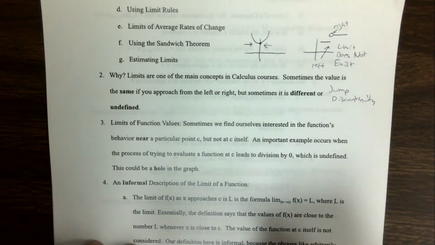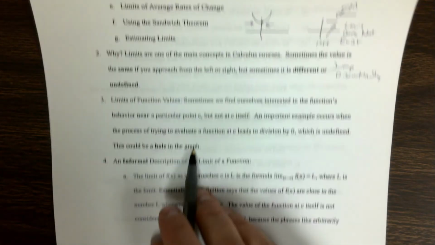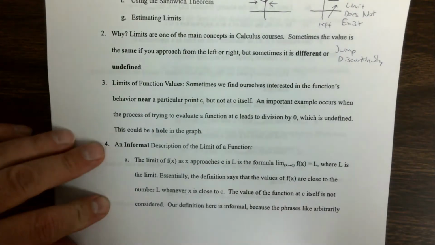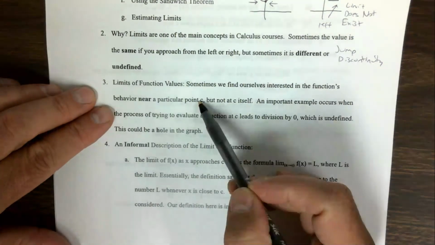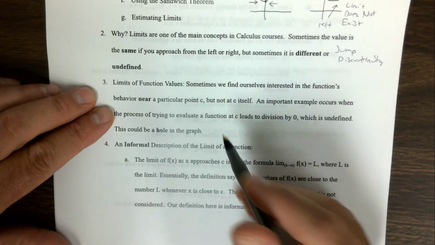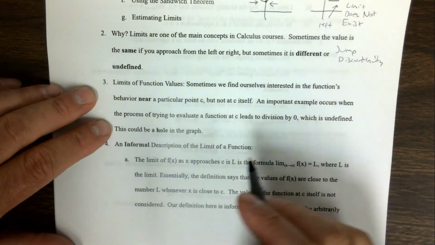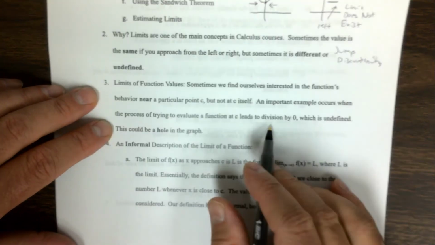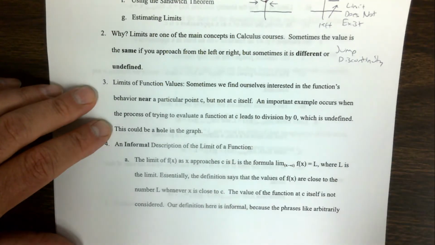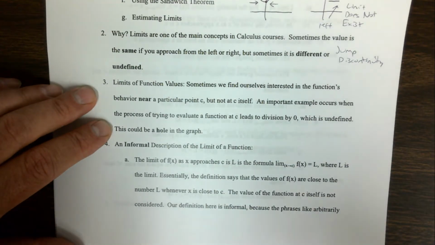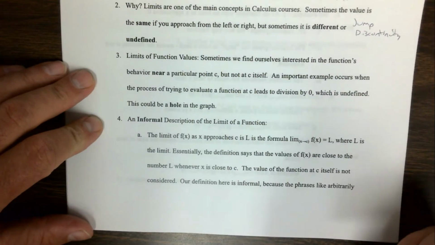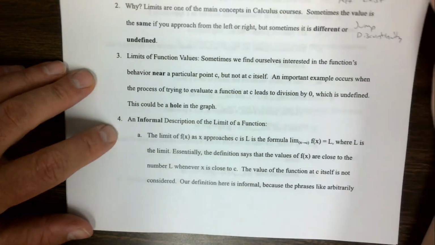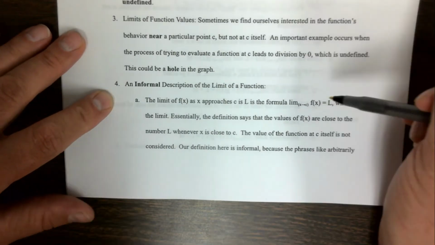So limits of function values. Sometimes we find ourselves interested in the function's behavior at a particular point, but not at C itself. So for example, if you're dividing by 0, but you can say, well, I know on the left and right it's approaching, then you could have a hole in the graph. So the informal definition is listed.